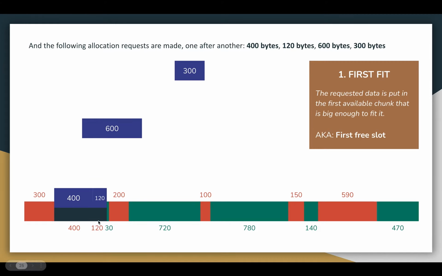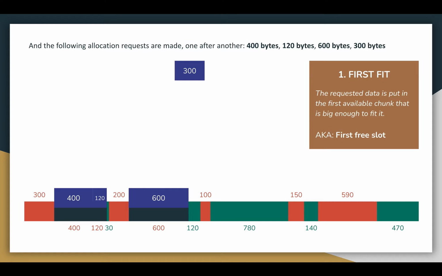The first free slot is now 30 bytes. Can it fit our block? Nope. We'll go further. Now we reach this free block. It has 720. Can it fit our block? Yes, it can. So we'll put it here.